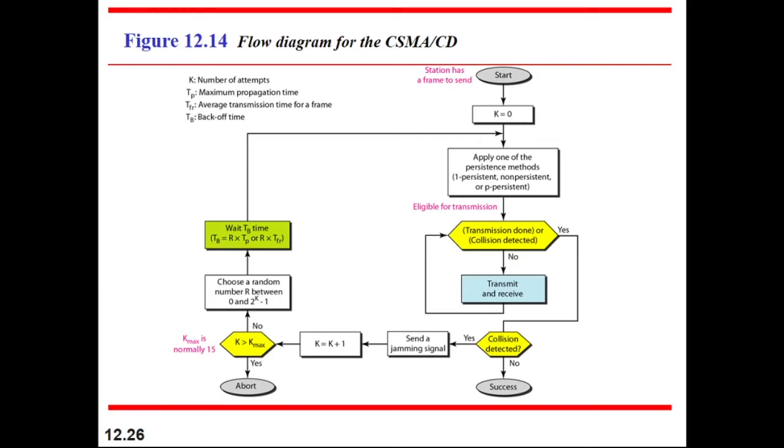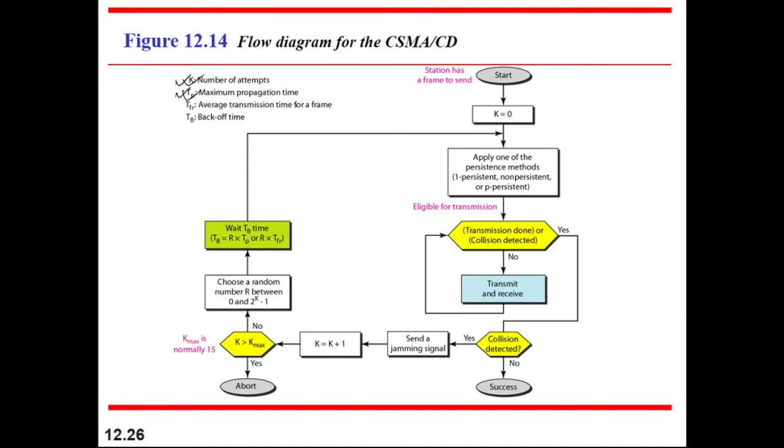So this is the flow diagram for CSMA/CD. Here we have the station that has a frame to send at first, and K is the number of attempts. K is equal to what? That is the number of attempts. Tp is the maximum propagation time.